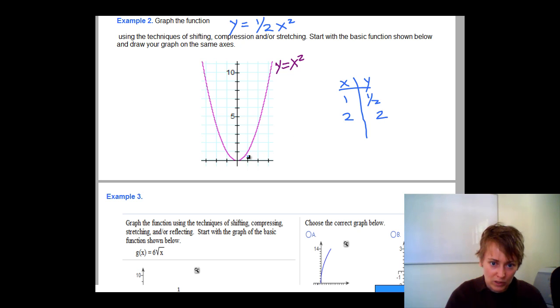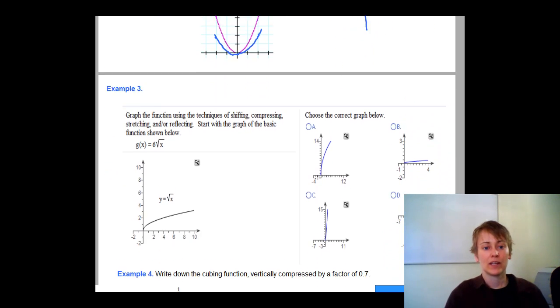So when x is 1, y is 1/2. When x is 2, y is 2. And so I'm going to draw this. Okay? So you can see now that the purple y equals x squared, the original, has been compressed by a factor of 1/2. And it's going to look symmetrical on the other side. Okay? And then it would continue. So that's the answer to example 2. It's the blue graph.